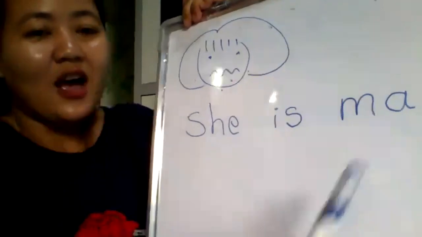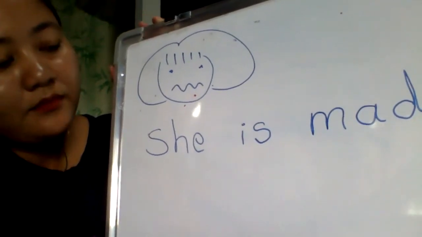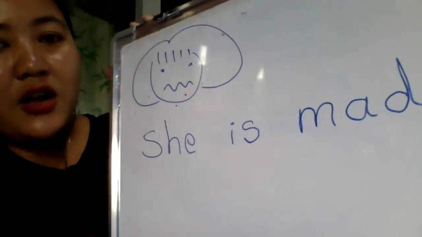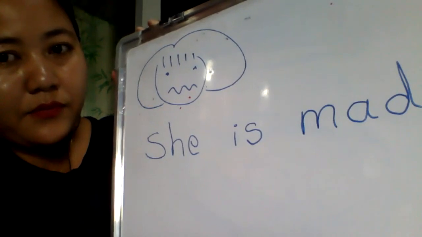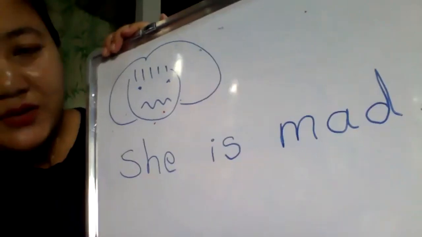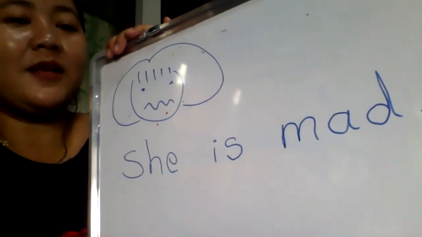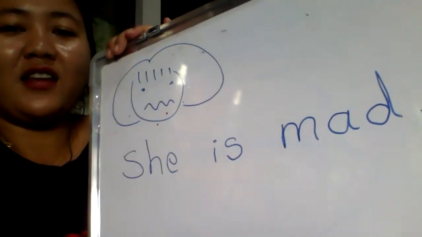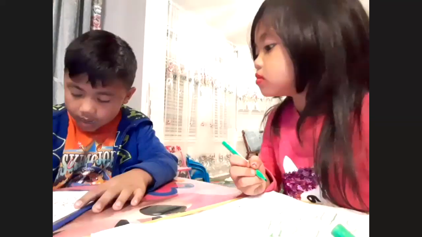So, she is mad. Okay, please, can you write, please? Write down, please. Draw and write it down. She is mad. Write it down. In color. He is mad. Yes, please. Oh, finish. Miss, I have finished, you say. Miss, I have finished. Oh, you have finished. She is mad.